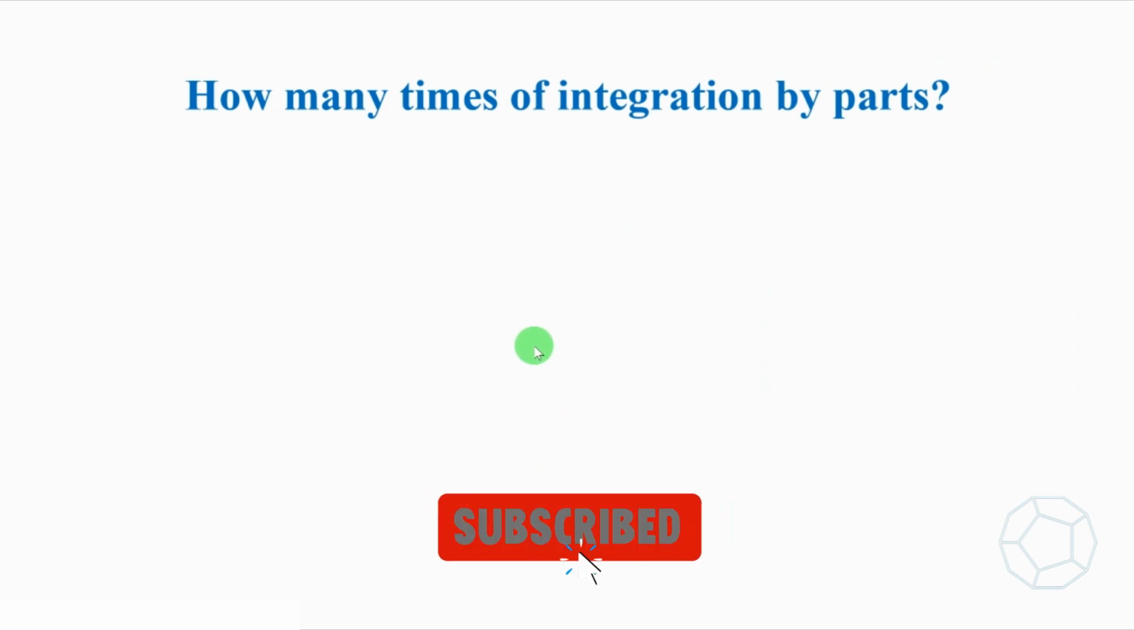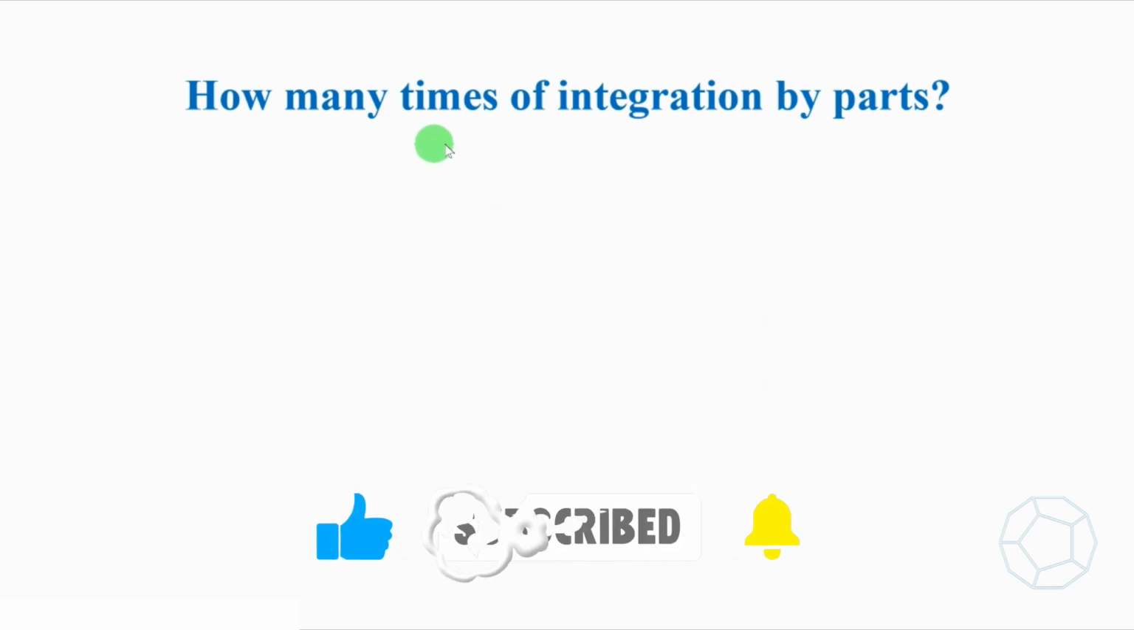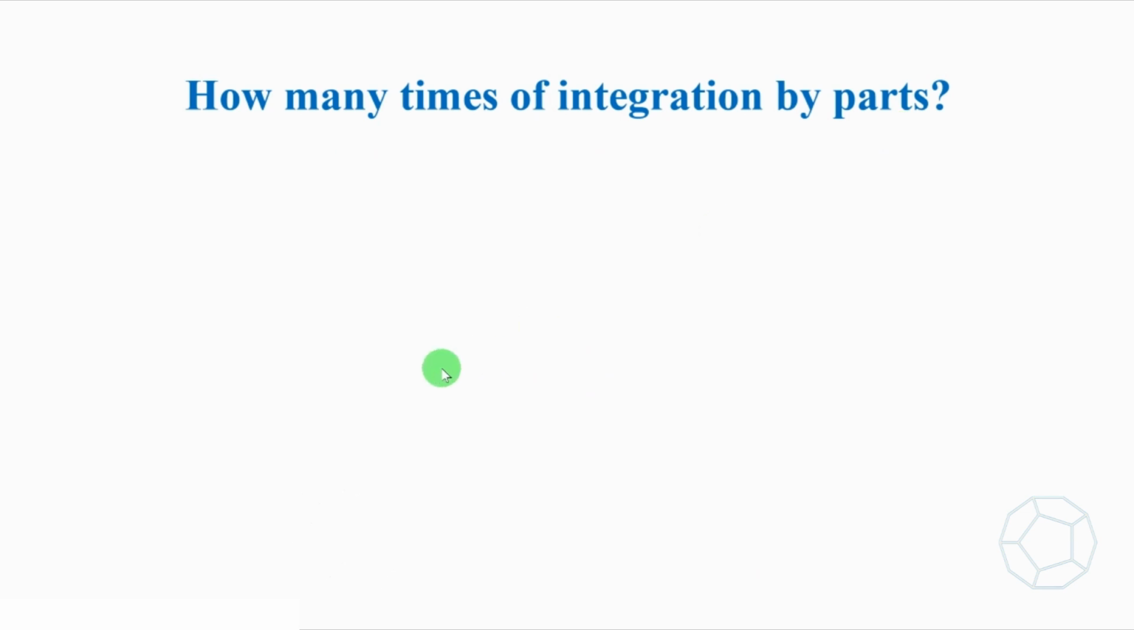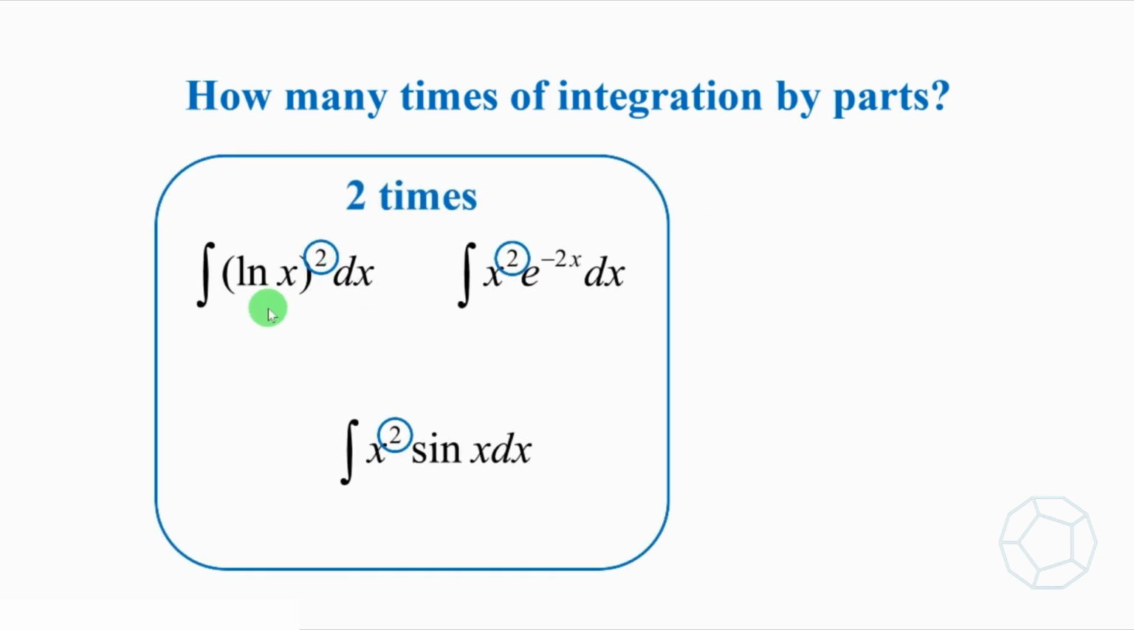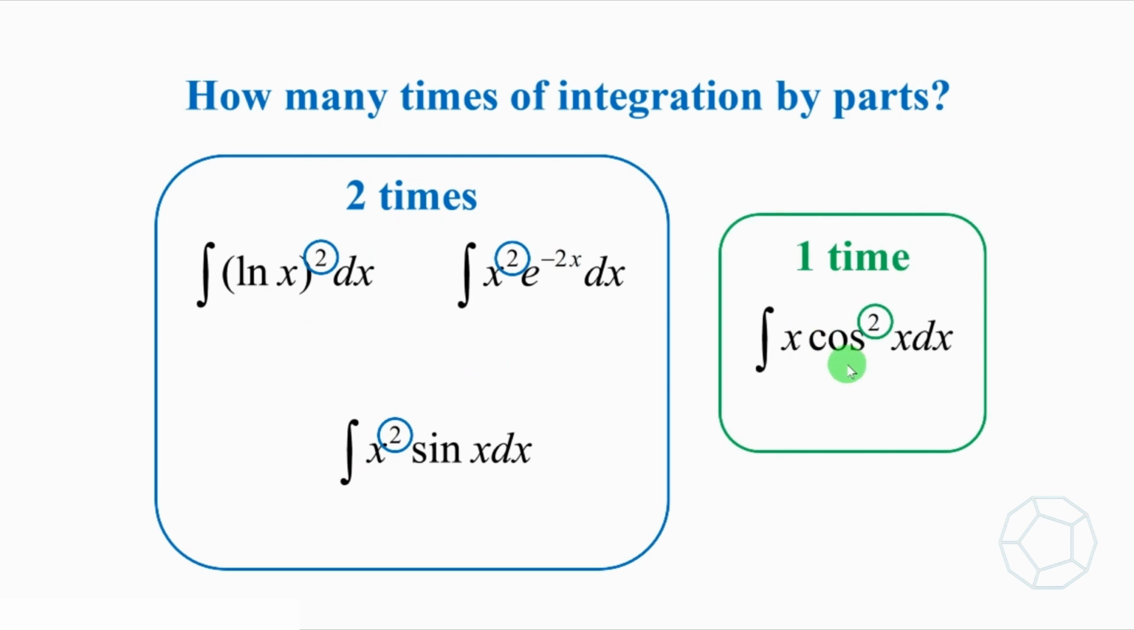Let's go back to the question at the beginning of the video. How many times of integration by parts? On the previous 3 days, the integrands have square terms, and we have to apply integration by parts twice. But for this integral, even though there's a square term, we only apply it once. In fact, it depends on whether the square term is u or v. For these three integrals, the square is at u, while for this integral, the square is at v, and the index of u is still 1.